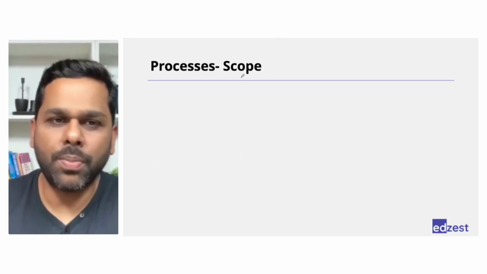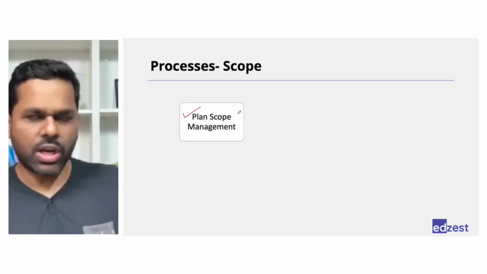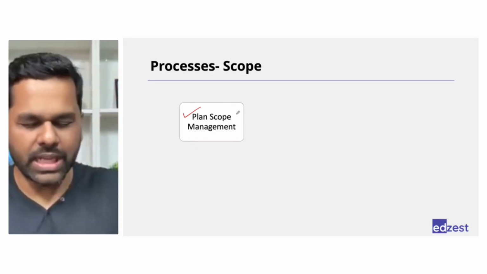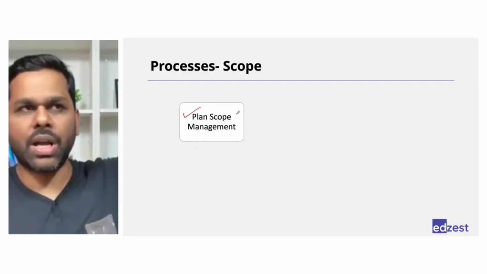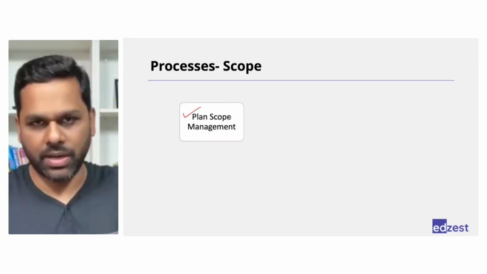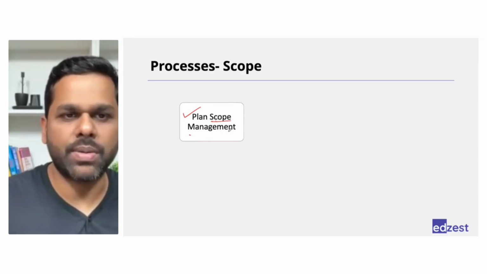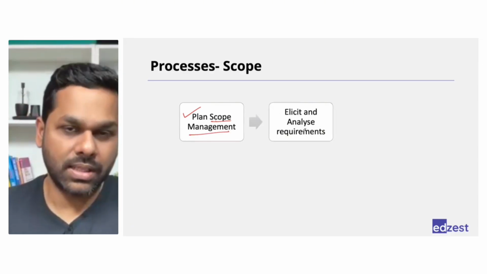Right? So processing scope, first thing, prepare a scope management plan. Whenever you talk about processes, whenever you talk about doing anything, first thing is to prepare a plan. If you're talking about agile approaches, first thing is to discuss the plan. Here we create a document. So what will be the document? Scope management plan.